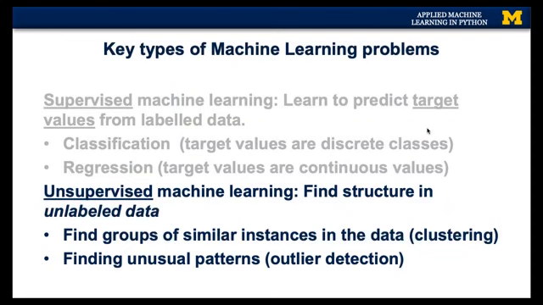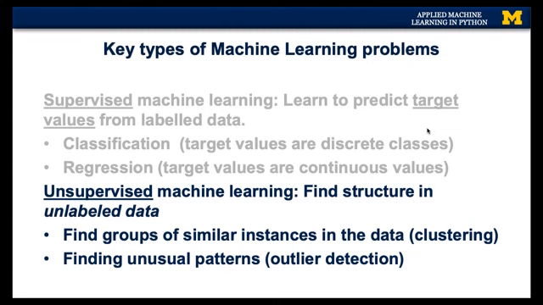So that was supervised machine learning. Another type is unsupervised machine learning. These types of algorithms basically find structure in unlabeled data. For example, it is used to find groups of similar instances in the data, like clustering. Or maybe it is used to find unusual patterns like outlier detection. So these are just two examples of unsupervised machine learning.